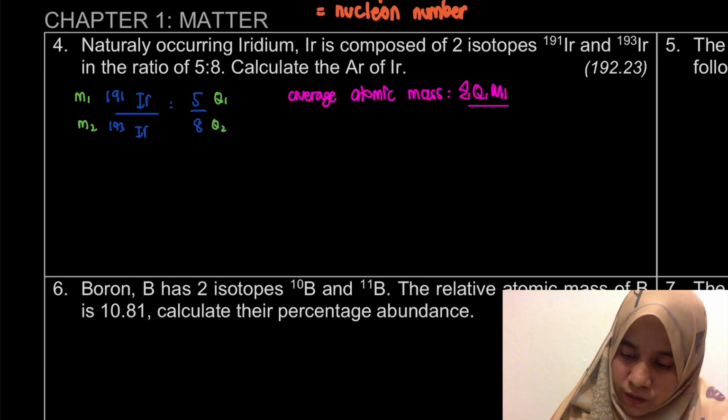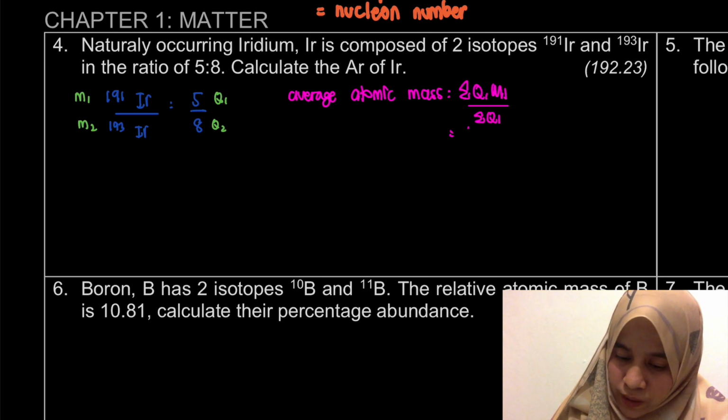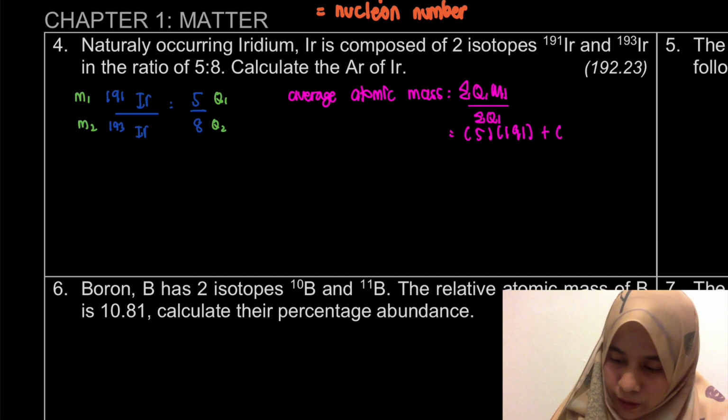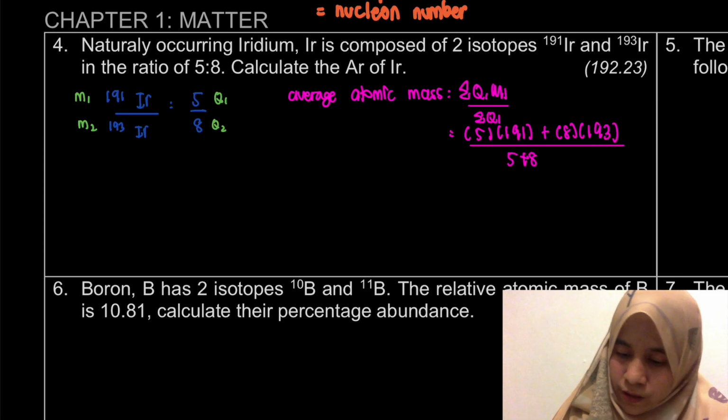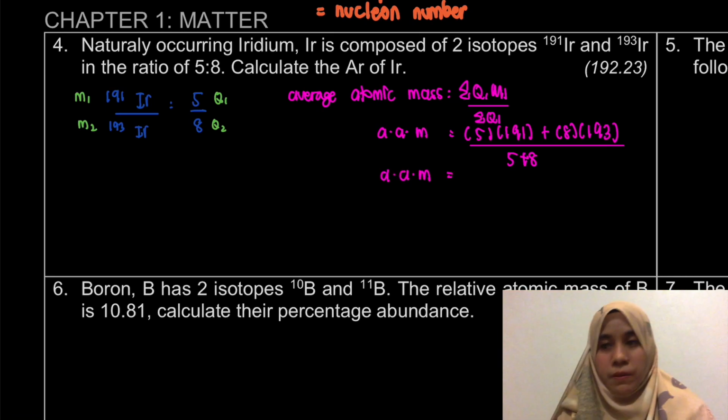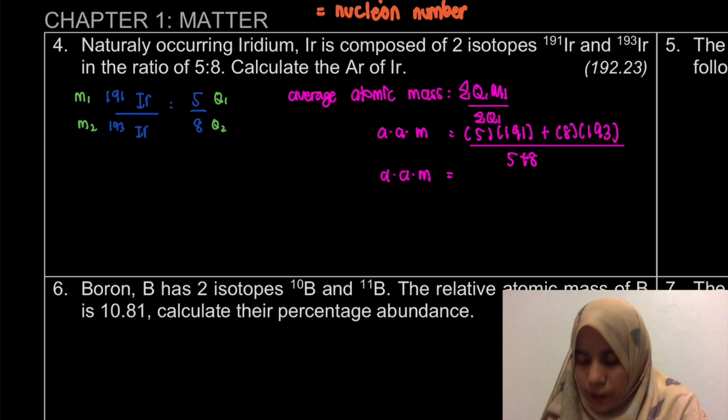Sum of Kimi divided by sum of Ki. So Q1 is 5, M1 is 191, plus M1 with Q2 which is 8, M2 which is 193, divided by our sum of Ki, which is 5 plus 8. So this is I'm just going to call it AAM, average atomic mass.